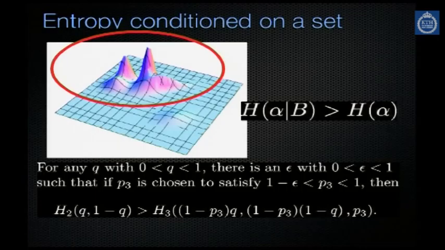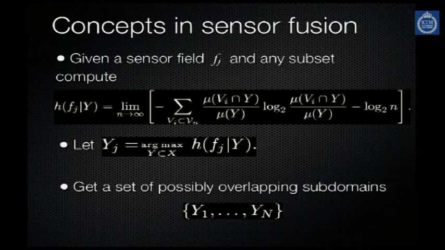And this is the thing that's going to make this sensor fusion idea work: what I'm going to do is look for subsets of the domain that I started with, which maximize the conditional entropy if I restrict my attention to those subsets.